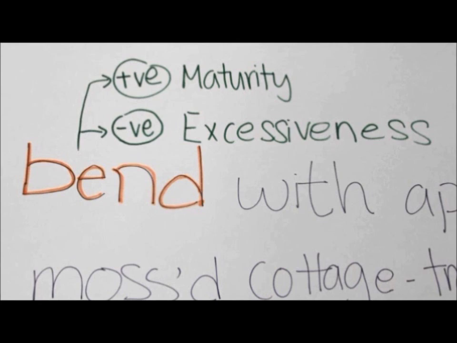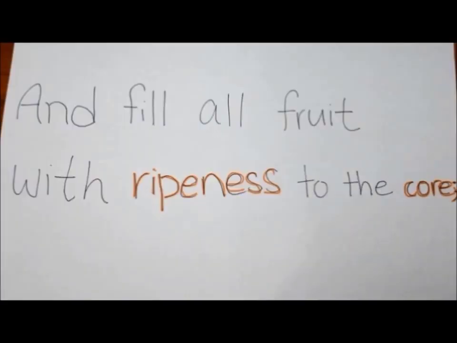However, there's another way of viewing the word bend. Bend may also indicate excessiveness and fill all fruits with ripeness to the core. The ripeness reaches all the way to the center of the fruit. This is praising autumn, as autumn is the time when all the fruits are ready to reap and be eaten. When the fruits are ripe, they're generally sweeter and more delicious, and thus, when the fruit is ripe with maturity, it has successfully achieved its purpose in life.